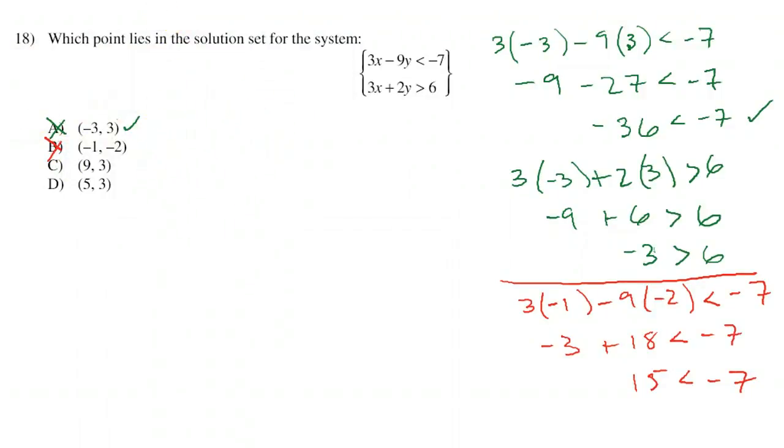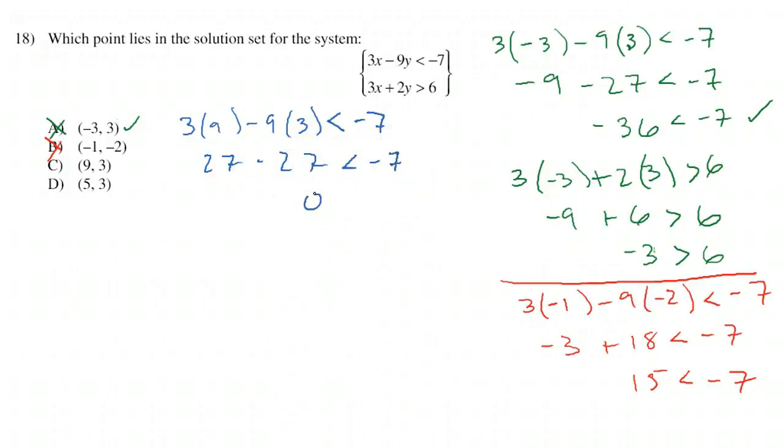So if I try 9 and 3 now, I'm going to get 3 times 9 minus 9 times 3. Want this to be less than negative 7. Oops, 7, not 3. Negative 7. And let's see, I get 27 minus 27 is less than negative 7, which is 0. And 0 is not less than negative 7, so it's not C, so it must be D.